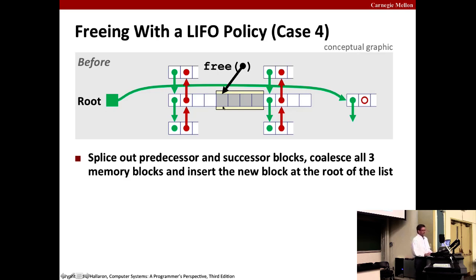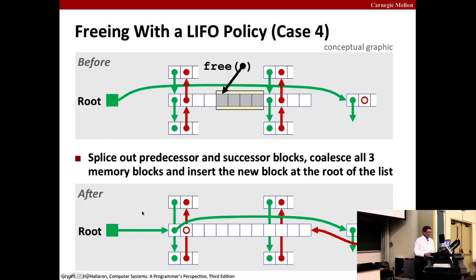Okay, and now case 4 is the case where both the predecessor and successor blocks are free. So we have to apply the same splicing technique to both the predecessor block. We have to create this new coalesced block, and then we have to splice it out by updating 2 different sets of previous and successor blocks. Okay. So when we're finished with that, this newly coalesced block now is the first block in the free list, and we've spliced it out from these 2 different parts of the free list.